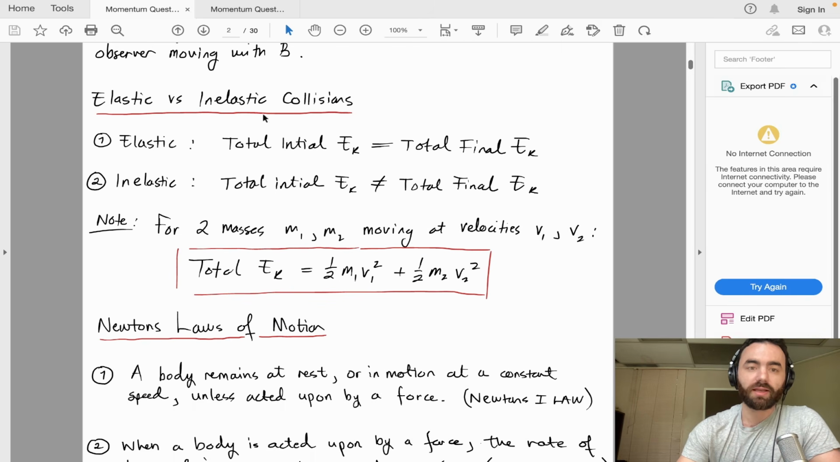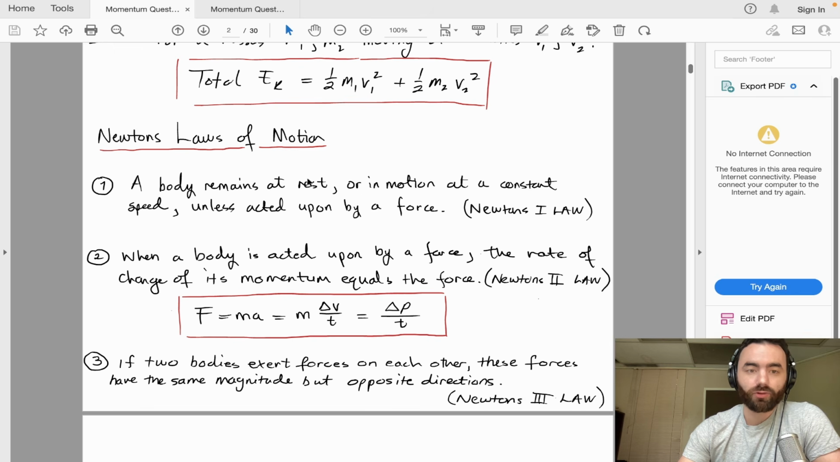Then we have to understand elastic and inelastic collisions. Basically, it's just whether kinetic energy is being lost or not. Elastic just means the initial kinetic energy will equal the final kinetic energy, and inelastic is, well, kinetic energy has been lost, so the initial kinetic energy will be greater than the final kinetic energy. They won't equal each other because you've lost some energy during the interaction.